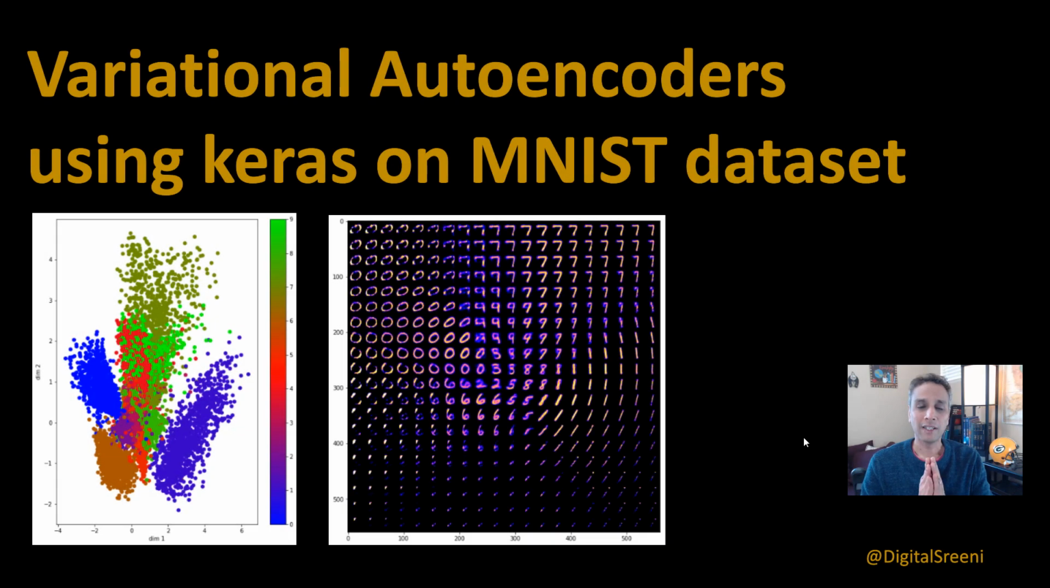Hey guys, welcome back. In this video, let's go through the code for variational autoencoders using Keras on the MNIST dataset. In the last video, if you haven't watched it, I highly recommend watching it. We talked about what variational autoencoders are. Let me spend a couple of minutes, in case you haven't watched the previous video, quickly talking about what we are trying to do right now.